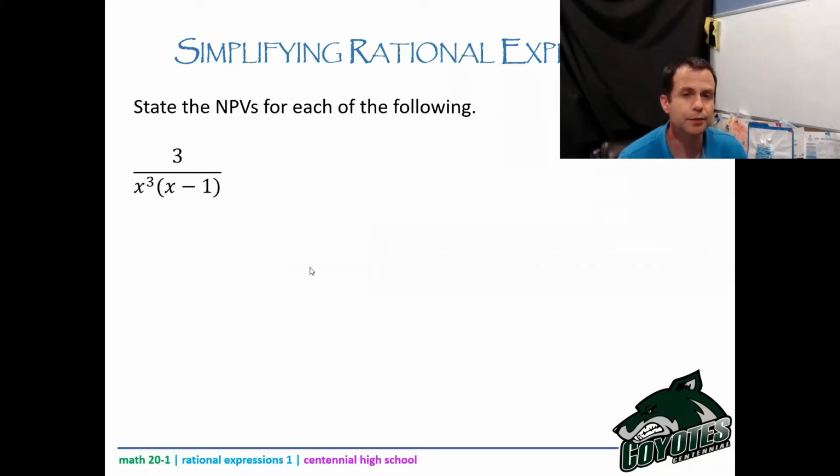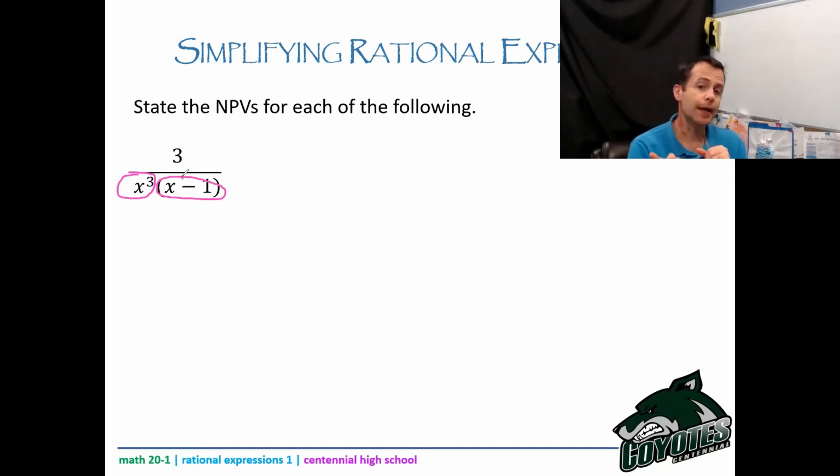So I've got 3 over x cubed times x minus 1. So what I want you to notice here is it's already factored for us. I've got one factor that's x cubed, and I've got another factor that's x minus 1. Neither of those can be 0, okay? So x cubed can't turn out to be 0. Well, what value for x would cause x cubed to be 0? That would be 0. So x can't be 0.